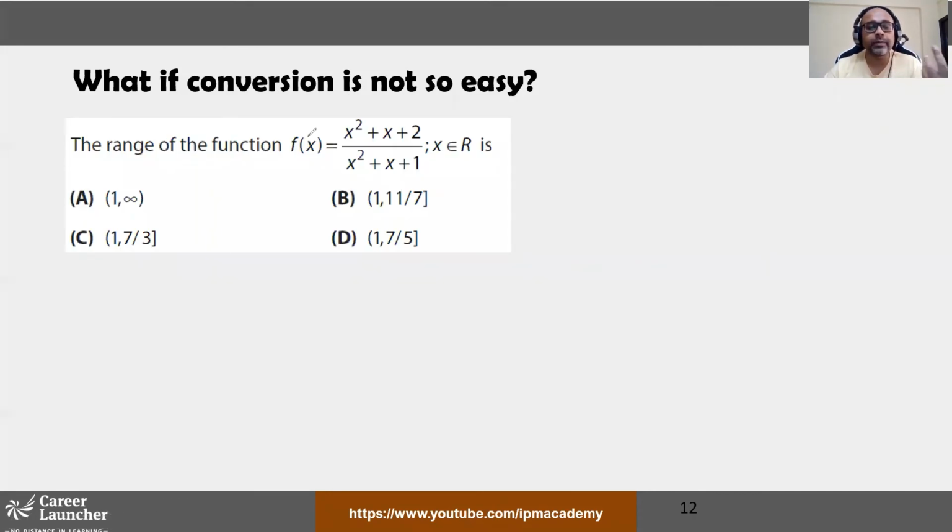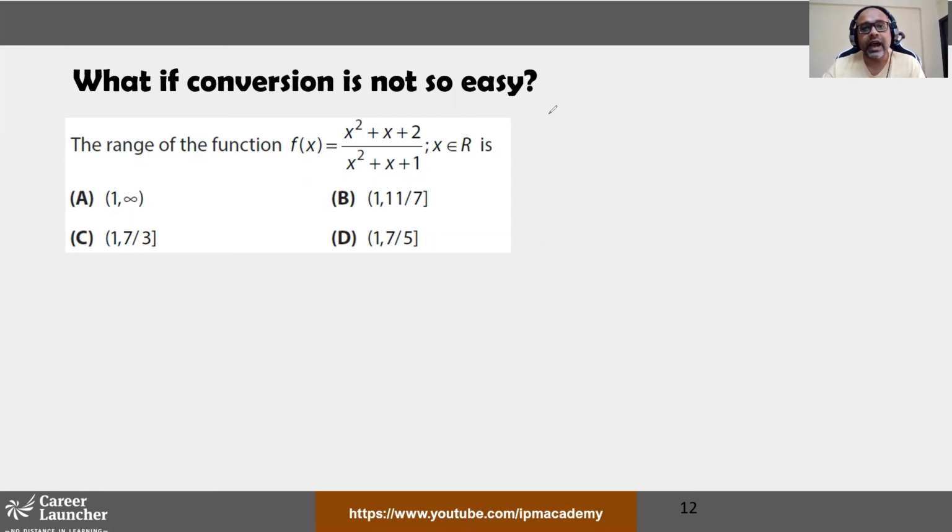Now, range cannot be tested using options because it is not a substitution of x. You're looking at, for which x, which output is possible. Which are the outputs which are possible, which are the outputs which are not possible. So for range checking, substitution will not help you. Elimination of options will not help you. So now the question here is, how do we do this?